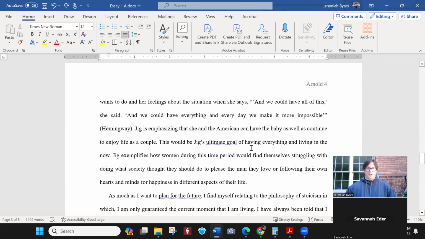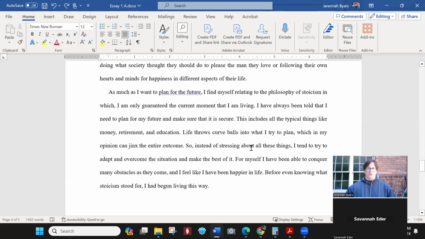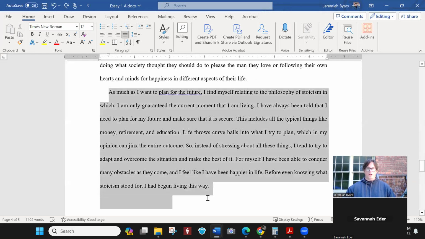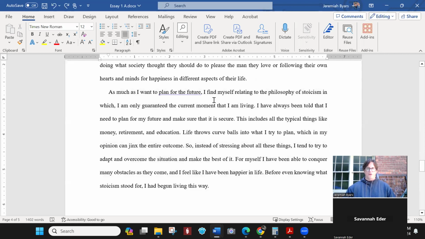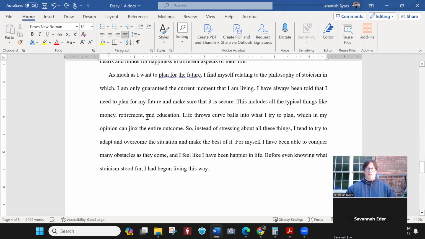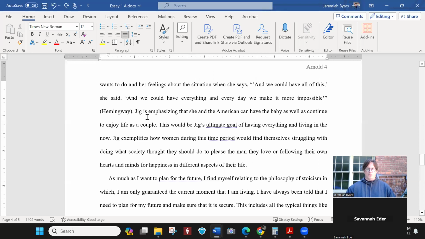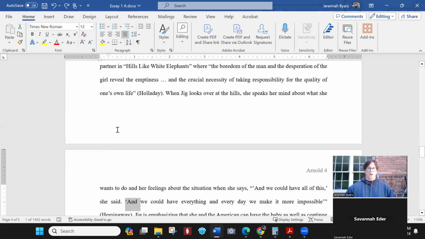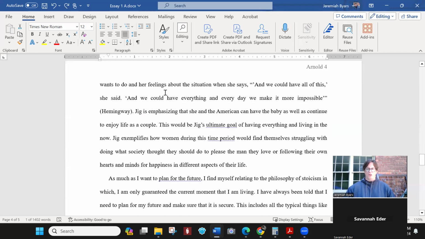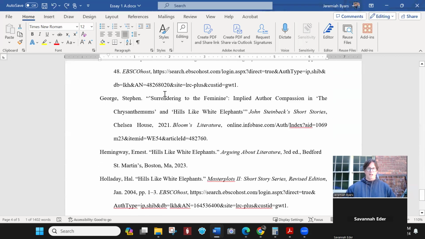All right. And then we have the final paragraph, which is a personal reflection. "As much as I want to plan for the future, I find myself relating to the philosophy of Stoicism, in which I am only guaranteed the current moment that I'm living in." Okay. So this essay follows the outline. It integrates quotes correctly. Quotes within quotes are punctuated correctly. We have parenthetical citations. And then we have a works cited page.